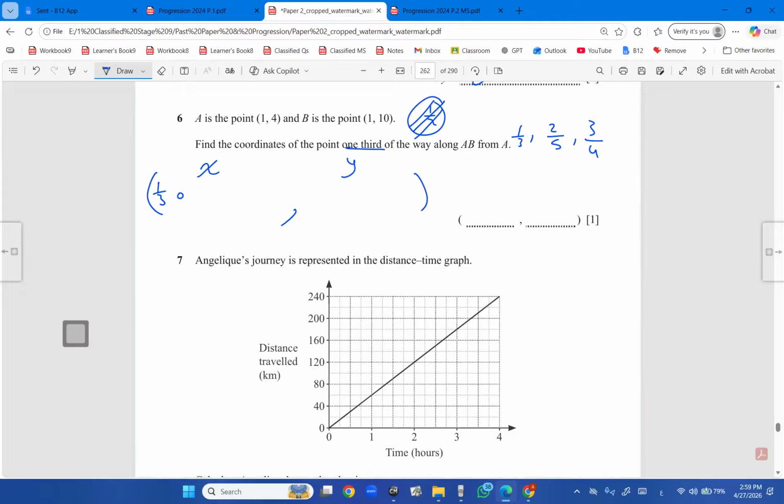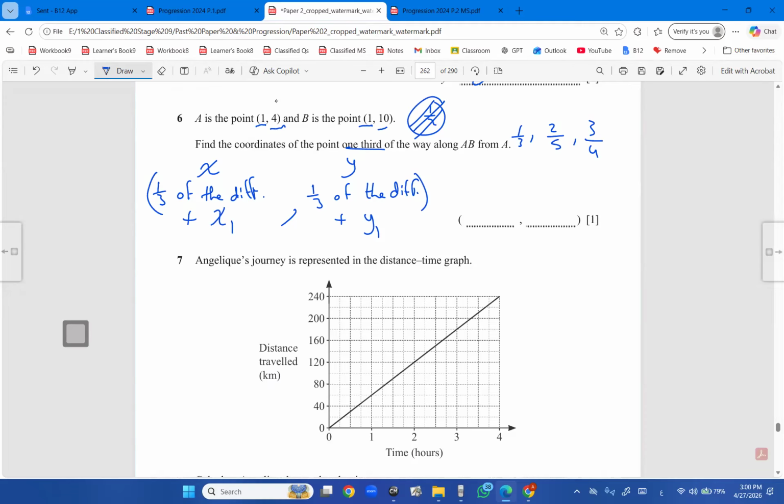To find x, I need to find 1/3 of the difference between the two x's, plus x1. Then 1/3 of the difference of what? The two y's. Then plus y1. Okay, let's do this.